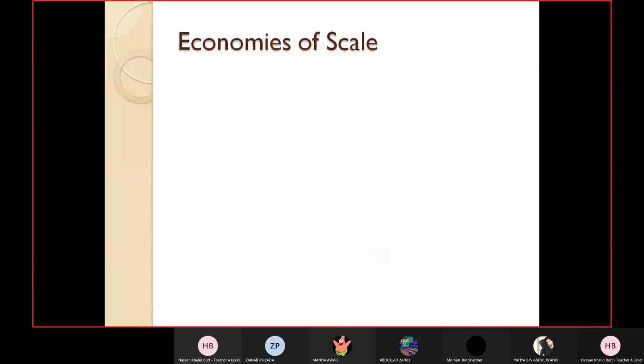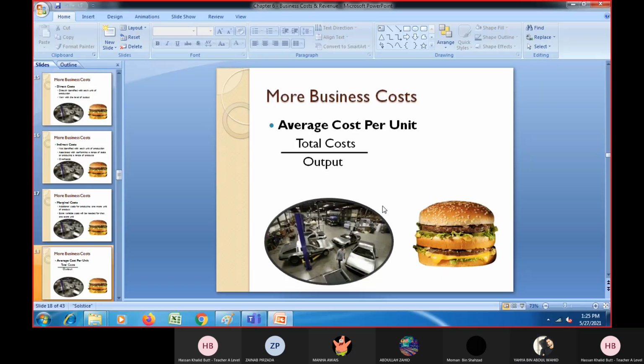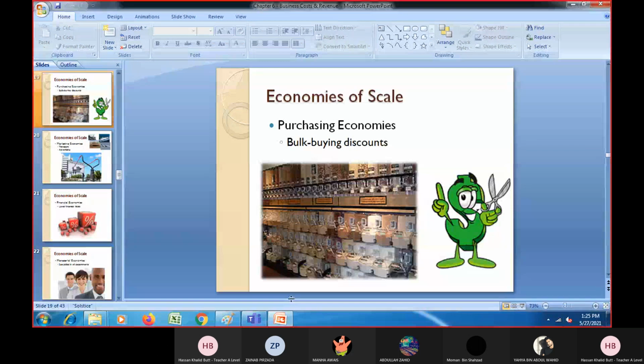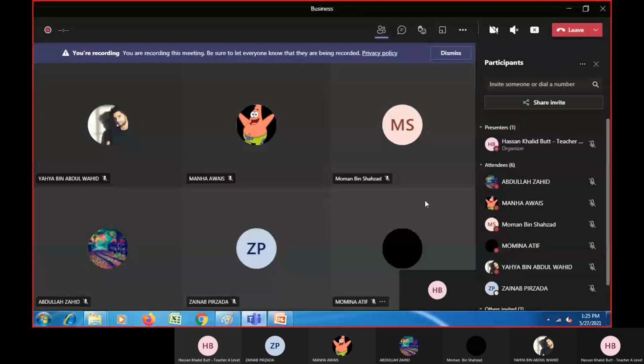Now this is a very important concept, and you did study that in economics in your earlier classes. This is the last topic of the chapter, but this is a very important one as well. Can anyone tell me what is economy of scale? Let me just stop the recording because this is a new topic, so I need to record it again.